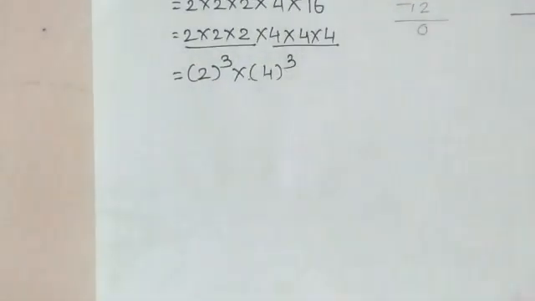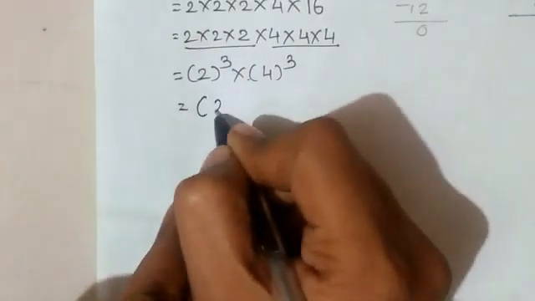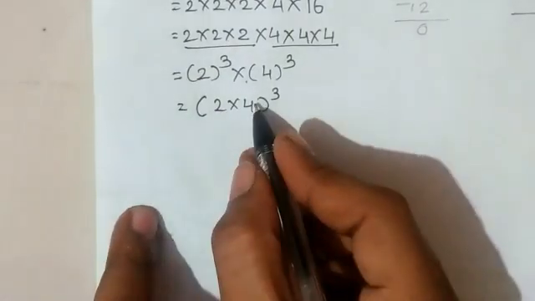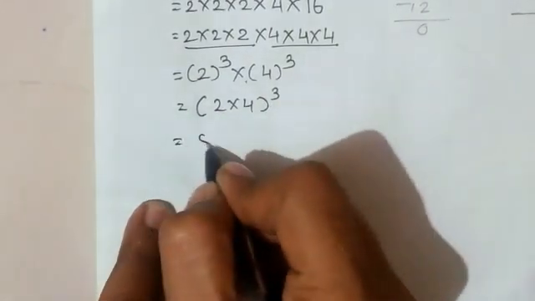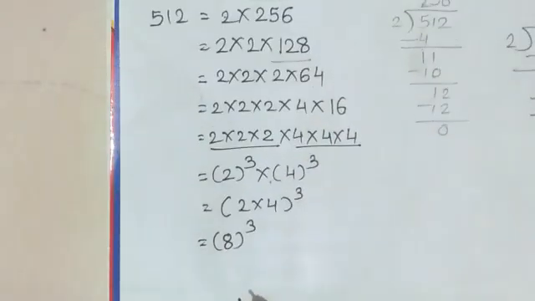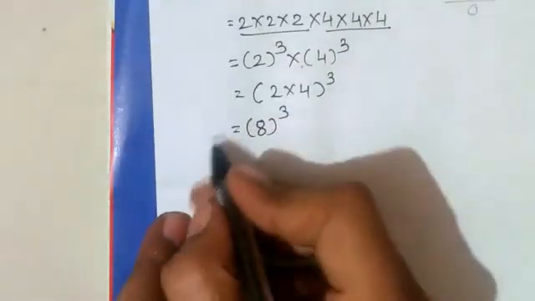So we can take the common numbers. 2 into 4 and its index will be 3. So 2 4s are 8. So what are you going to do now? This 512.